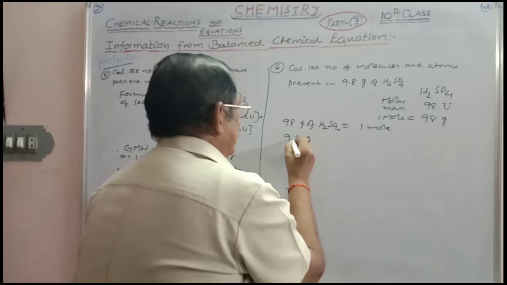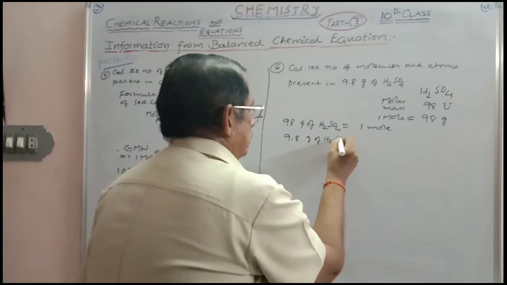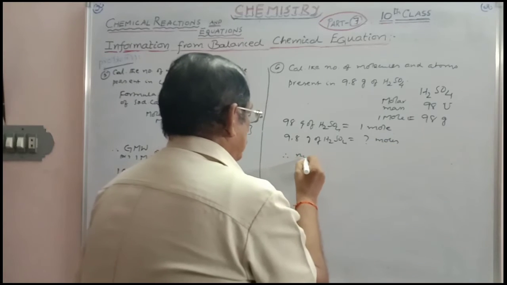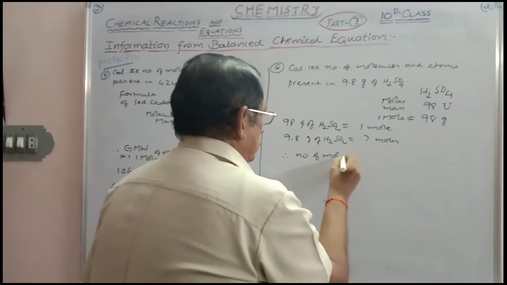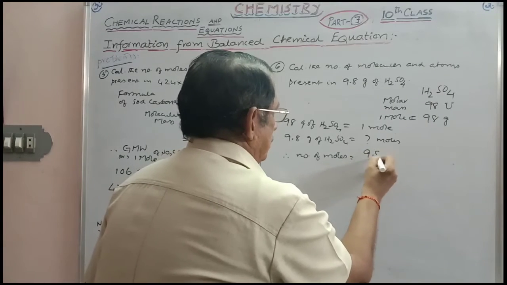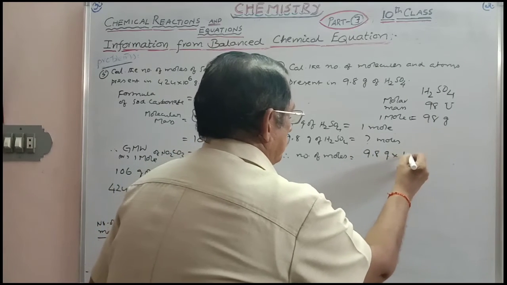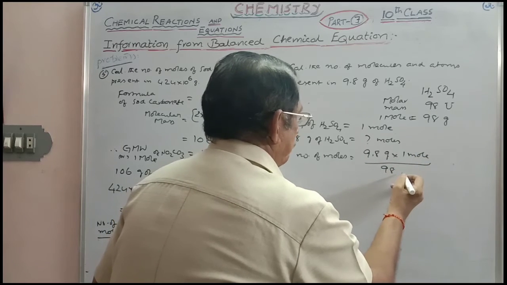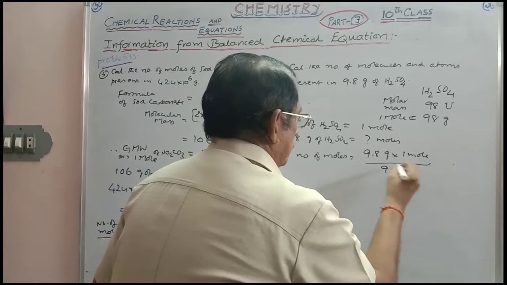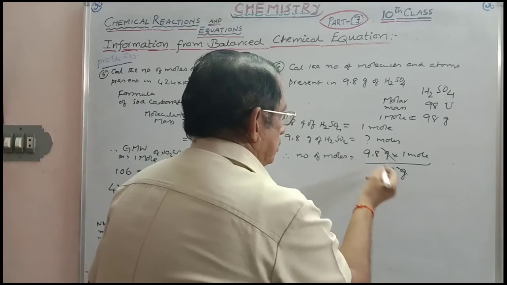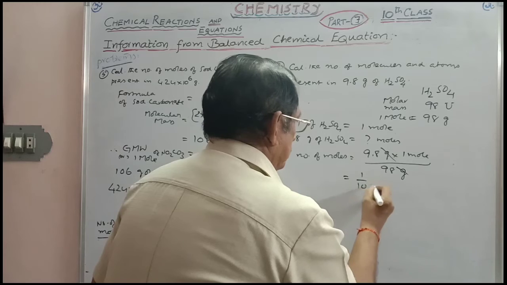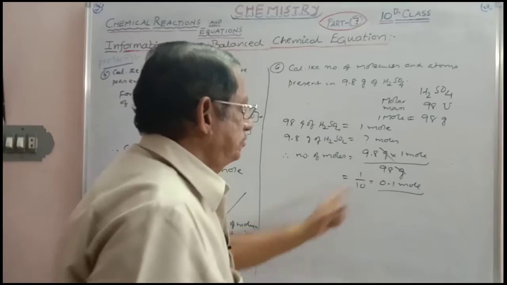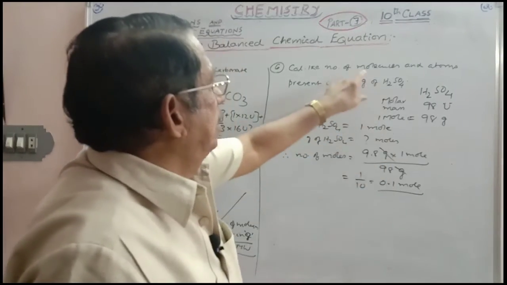9.8 grams of sulfuric acid is equal to how many moles? Therefore, number of moles is equal to 9.8 grams into 1 mole by 98 grams. Grams cancel. This is equal to 1 by 10. This is equal to 0.1 mole.